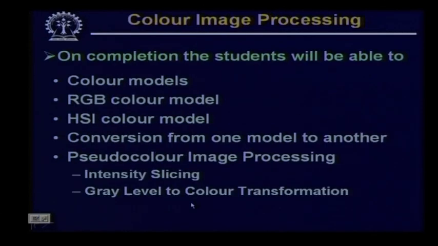Today, we will continue our discussion on the color models. So, we will complete our discussion on RGB color model. We will also talk about the HSI or hue, saturation and intensity color model. We will see how we can convert the colors from one color model to another color model, that is, given a color in the RGB space, how we can convert this to a color in the HSI space, and similarly given a color in the HSI space, how we can convert that to the RGB space.